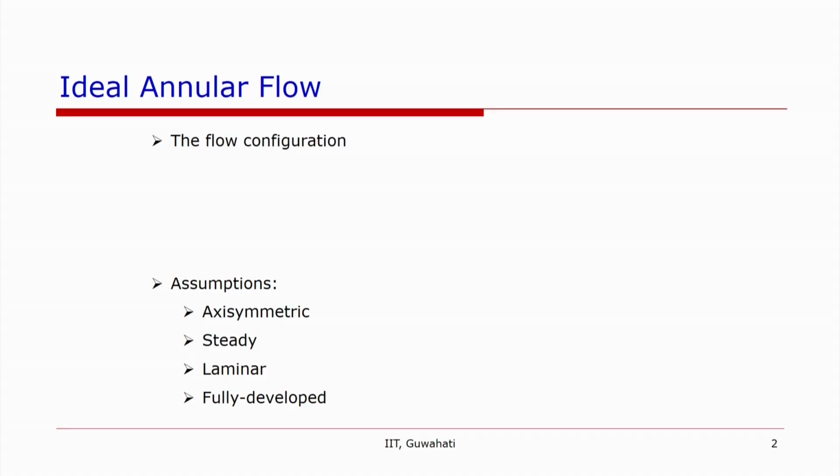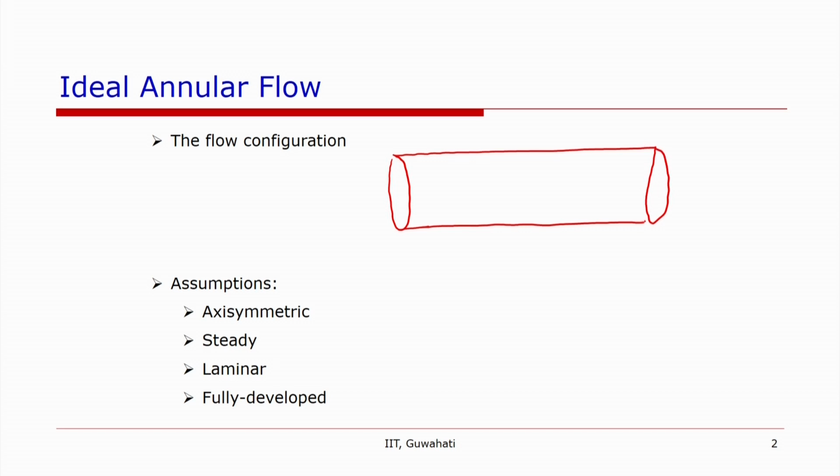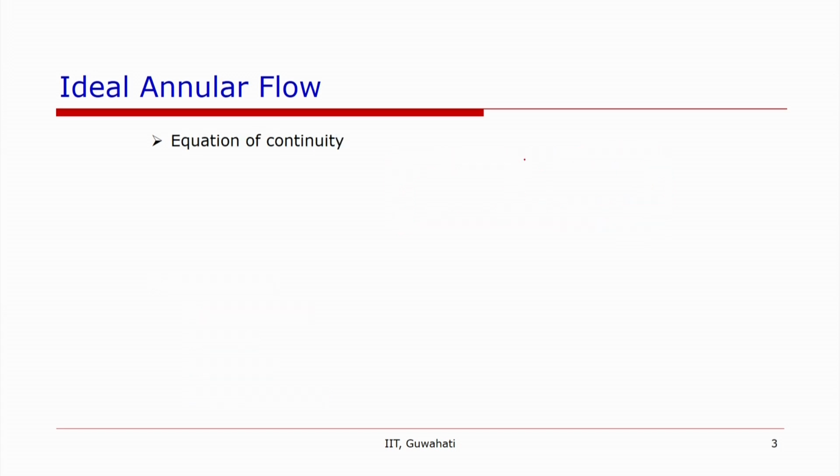Okay. So, let us draw a configuration of an ideal annular flow. We have a channel, let us say this is a cylindrical channel, and in this cylindrical channel the interface is located somewhere here. So, this is phase 1. Let us consider gas liquid annular flow. So, gas is at the core and liquid is on the sides.